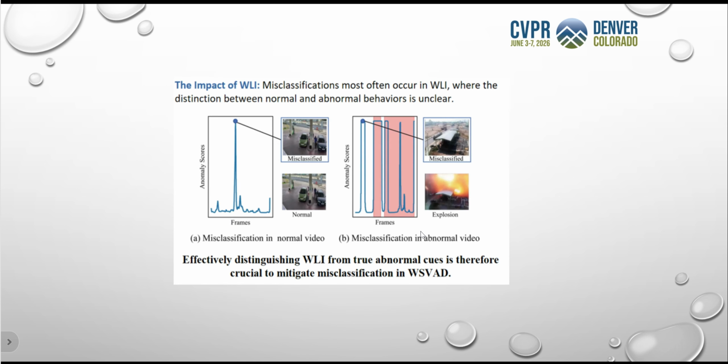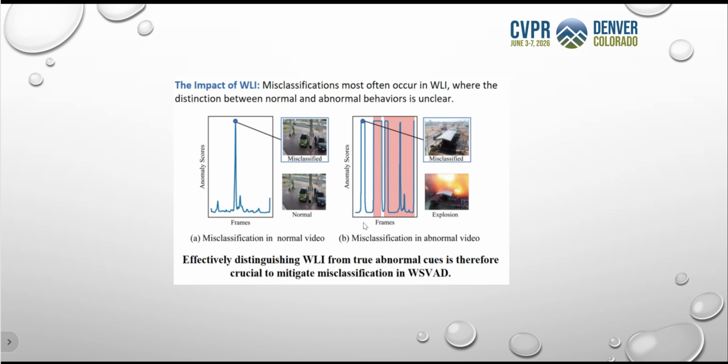This presence of WLI severely blurs the boundary between normality and abnormality, leading to severe consequences. As shown by the score curves in Figure 2, existing MIL-based state-of-the-art methods frequently mistake these WLI segments for anomalies. In A, a completely normal scene with intense motion is misclassified as an anomaly, and in B, the normal transitional segments preceding an explosion also trigger massive false alarms.